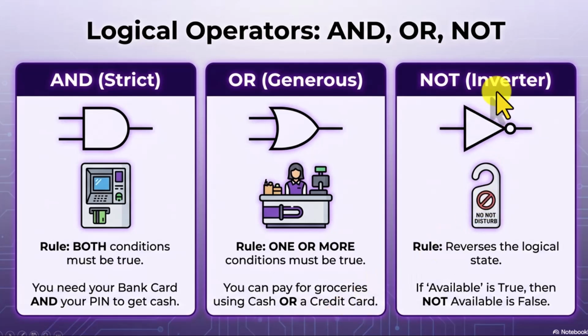And we have NOT, which acts like an inverter. Simply it reverses the logic state. If something is true, it will make it false. If it is false, it will make it true. So if available is true, then not available is false. So we have that: AND, OR, and NOT.